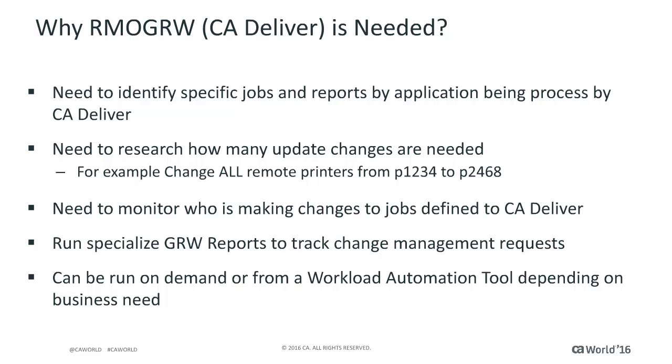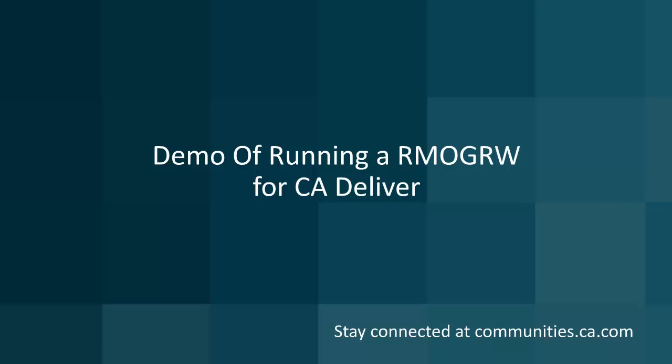Maybe you need to monitor what changes need to be made in CA Deliver. You need a report writing tool. Maybe you need to track what changes are made based on a change management request. You need a report writing tool. Remember, all these tools can be run on demand or from a workload automation tool. So this is very important. Let's talk about these.